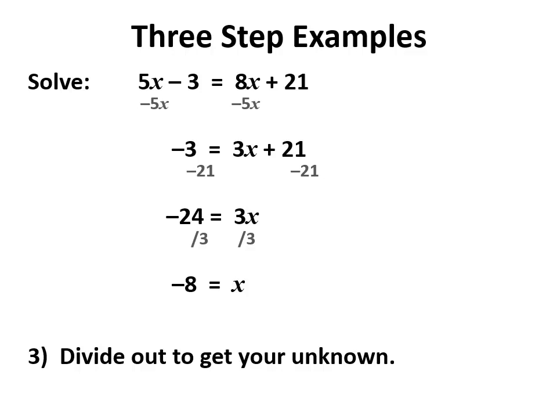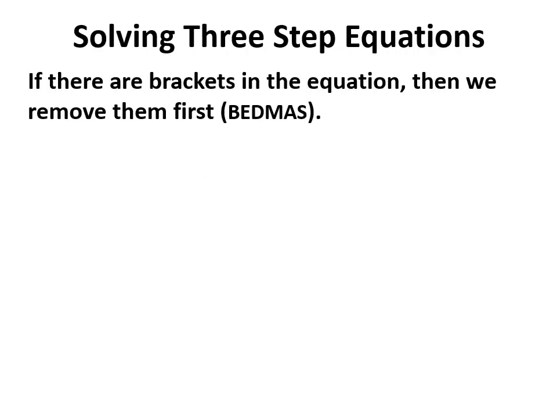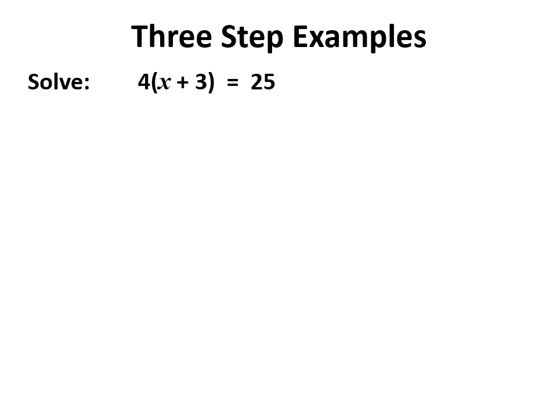Okay, let's have a look at a few different ways they might be made tricky. If they have brackets, then the first step, BEDMAS, is that we always remove brackets. So let's have an example. Here it is. Well, the first step is to remove the brackets. We expand. 4x plus 12 is equal to 25.